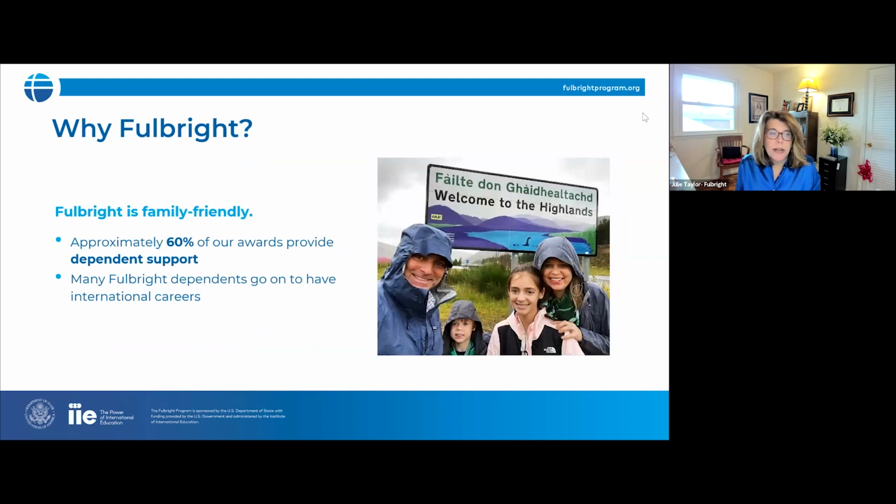So why Fulbright? Fulbright is family friendly, especially compared to a lot of awards out there. So 60% of our awards provide some form of dependent support. It varies considerably by award. So I'll emphasize it here, but also throughout the presentation, you really have to read the fine print on those 403 awards. You won't need to read all of them because they're not all applicable to you, but you really need to read through those awards in order to find out what's being offered because it varies. And many Fulbright dependents go on to have international careers.